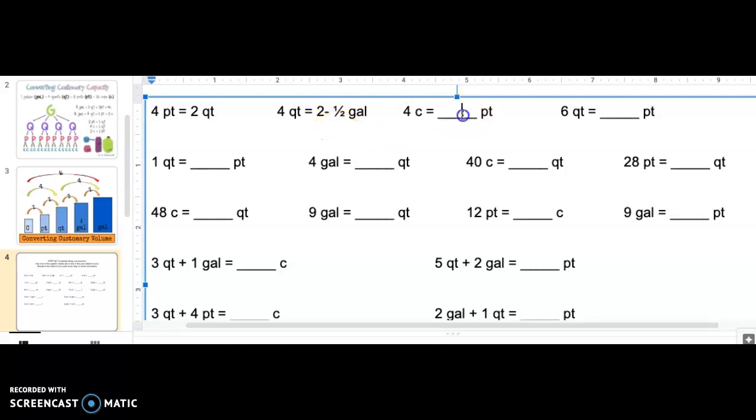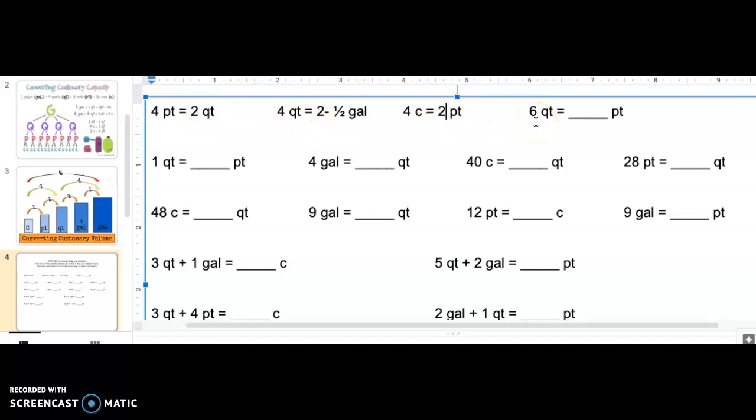Let's go on to this next example. 4 cups is how many pints? Well, 2 cups would make 1 pint. Another 2 cups would make a second pint. So we have 2 pints. I promise you the answer will not always be 2.